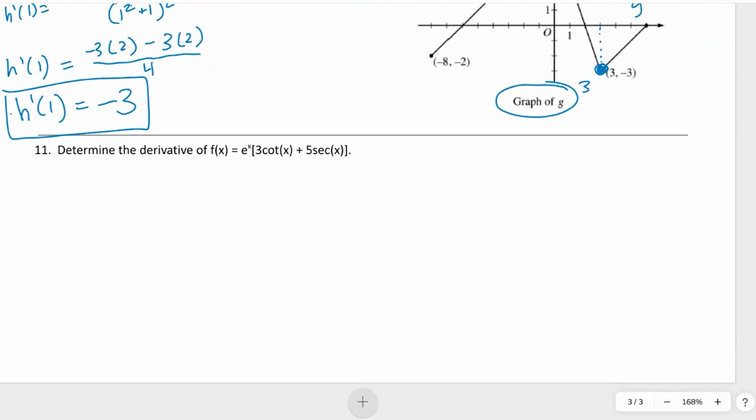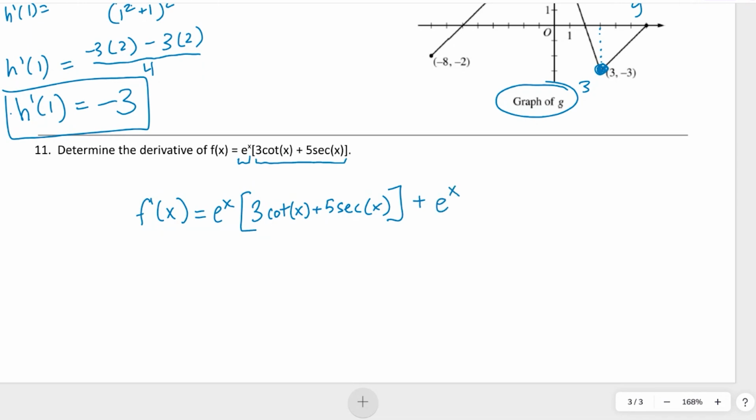Number 11 says determine the derivative of this function. Okay, so it looks like we're going to have to use the product rule here, with our first function being e to the x and our second function being this whole crazy looking thing. So the derivative of f is going to be the derivative of the first, which is e to the x, times the second, plus the first function, which is e to the x, times the derivative of the second.